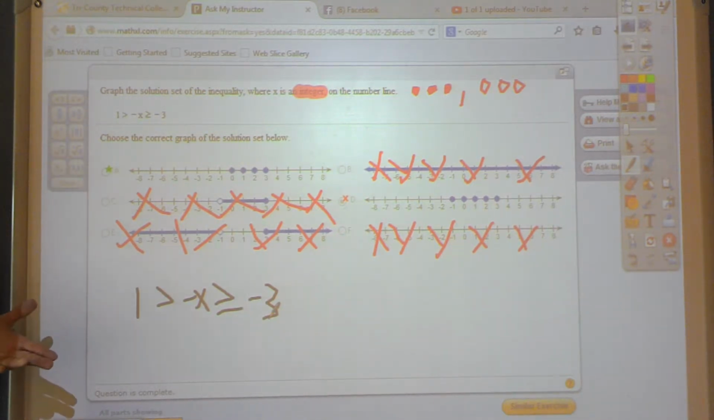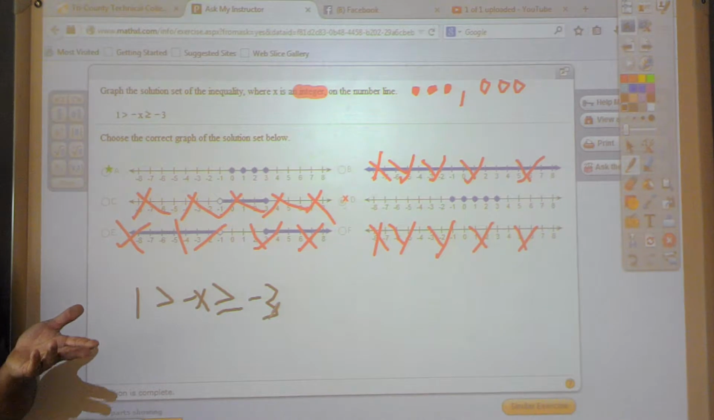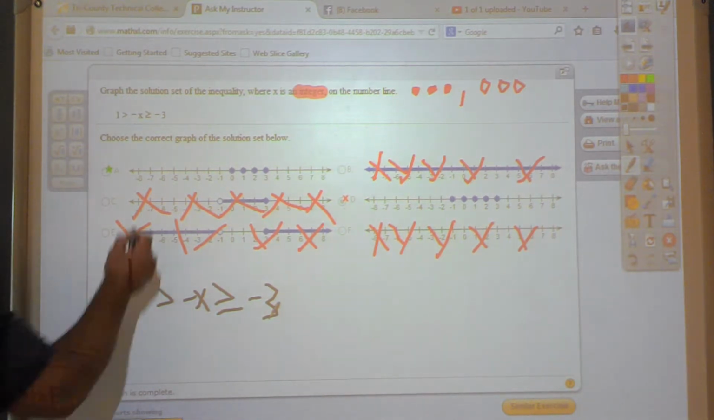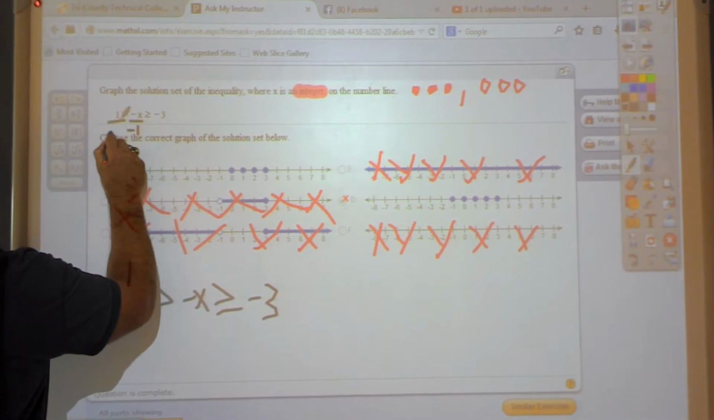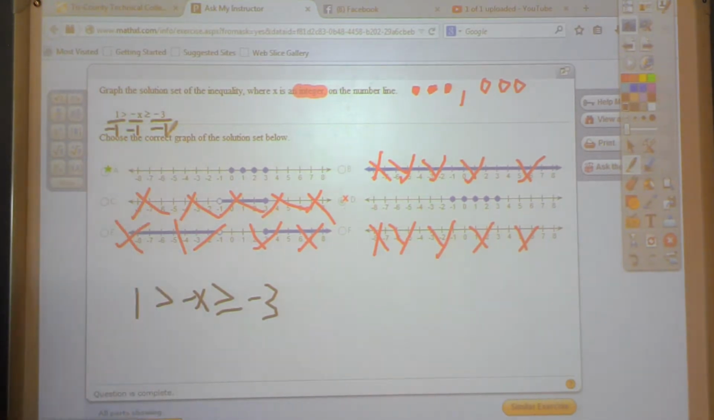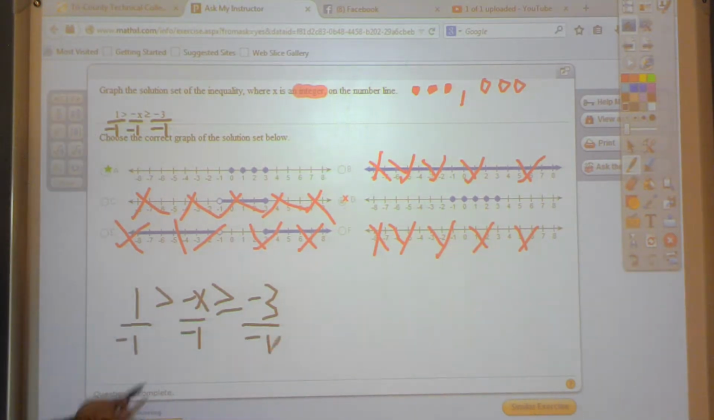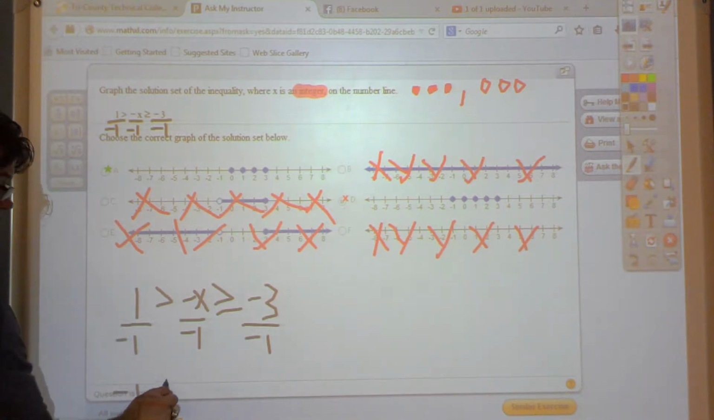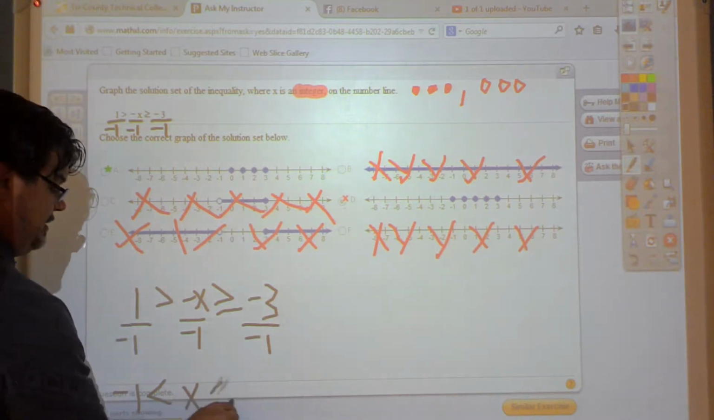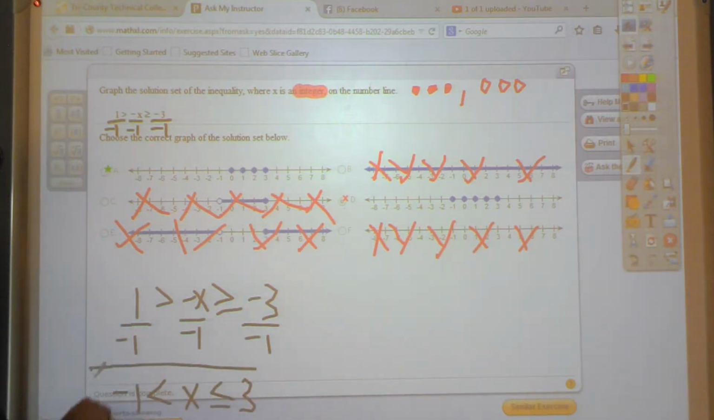The x is already what? By itself. You just have to divide through by -1 or multiply through by -1, whichever one you want to call it. And when we do that, it's going to flip the inequalities. So divide by -1, divide by -1, divide by -1, and your answer is -1 is less than or equal to x, less than or equal to 3. Now I want everybody to graph that answer. And then I want you to write it in set builder notation and interval notation.